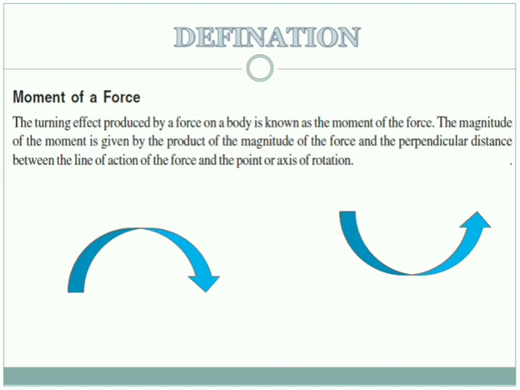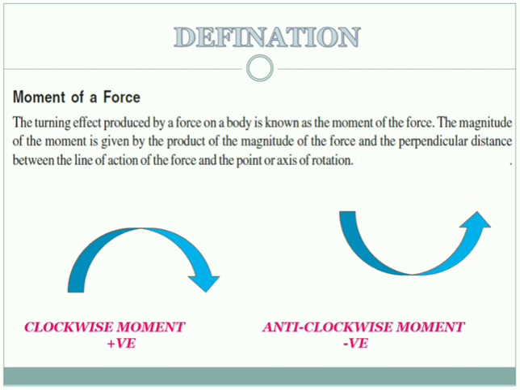When we talk about moments, there are generally two types of moments. One is a clockwise moment, which we take as positive. The second one is an anti-clockwise moment, which we consider as negative. To make the definition of moment more clear, I have added some animations.